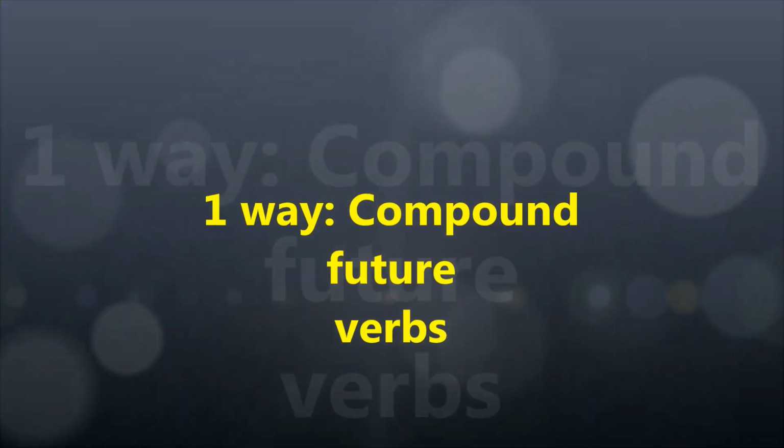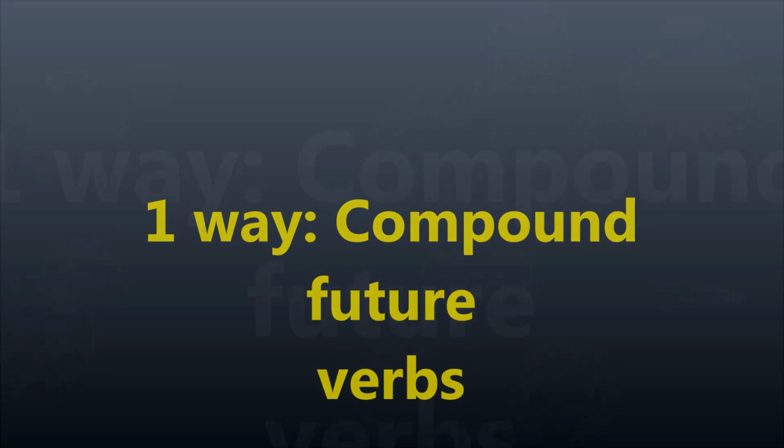We start with conjugating the imperfective. For imperfective verbs, however, we have two ways of conjugating. I will explain each one. The first way is to conjugate the compound verb. And it's easy because it's very similar to the English version of creating future verbs.